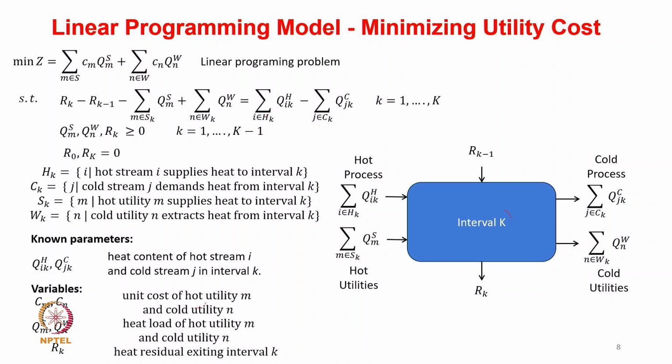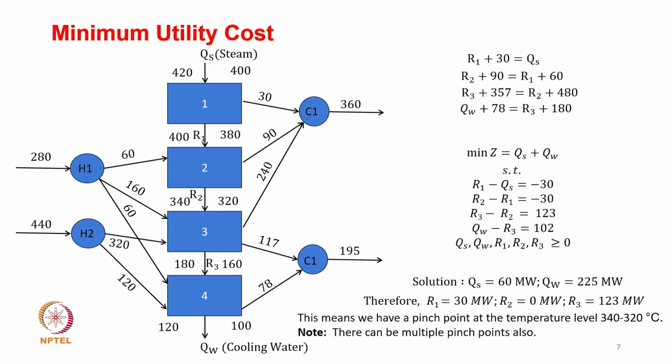And we all know that all the Q's, the utility numbers, which is Qms plus Qnw, should be greater than or equal to 0. Also the Rk, which is the heat residual exiting the interval K, will also be greater than or equal to 0.